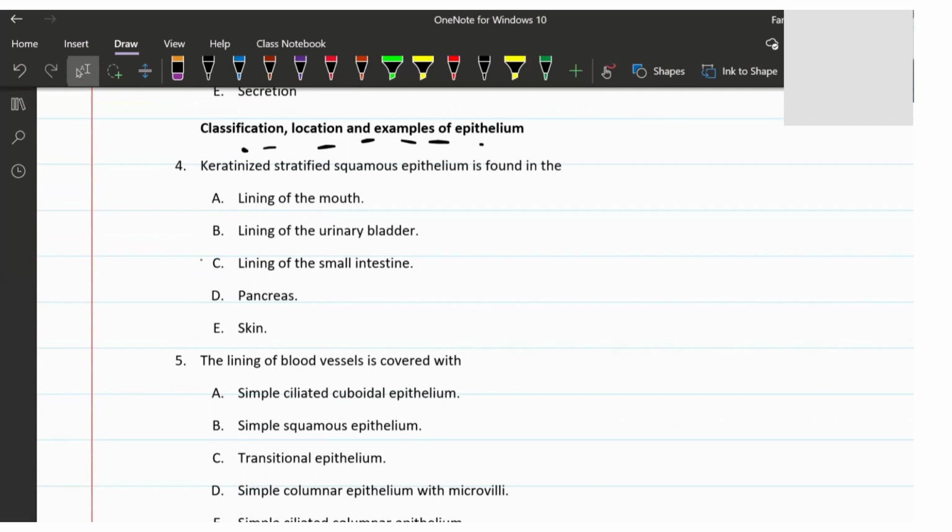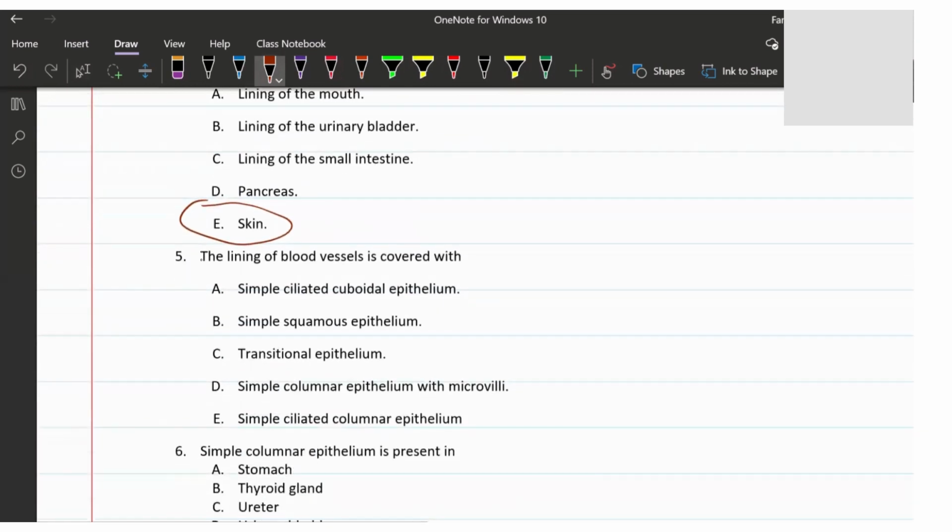So the keratinized stratified squamous epithelium is found in the lining of mouth, lining of urinary bladder, lining of small intestine, pancreas, and skin. So of course, it is present in the skin, keratinized, stratified, and then keratinized. The lining of blood vessel is covered with. So blood vessels are lined with simple cuboidal, ciliated cuboidal epithelium, simple squamous epithelium, transitional epithelium, simple columnar epithelium with microvilli, simple ciliated columnar epithelium. So again, this simple squamous epithelium is also known as endothelium.